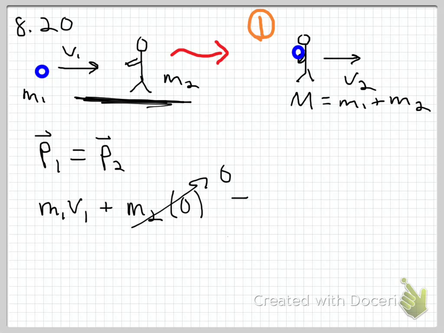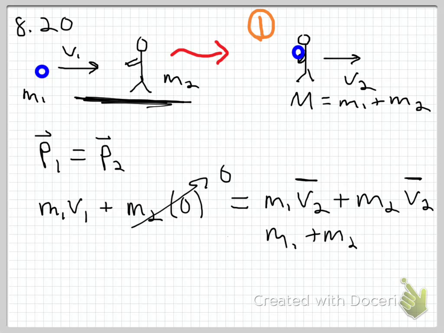And after you catch the ball you have m1 v2 plus m2 v2, where we're noticing here that v2 is the same. In other words, you and the ball have the same velocity. You caught the ball, so clearly you have the same velocity. So I can just put this all together, m1 plus m2 times v2, and I've already defined m1 plus m2 as big M. So that was just a couple of steps to show you where I'm going with it.